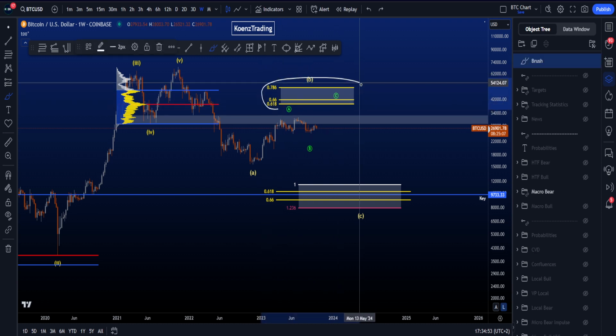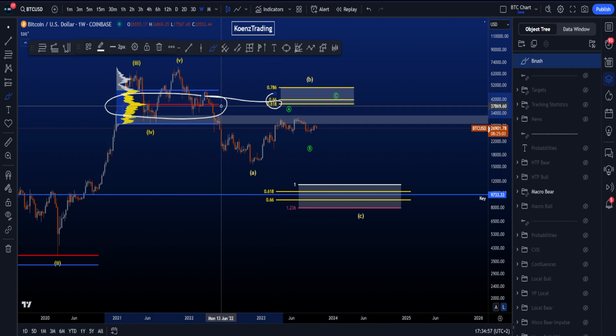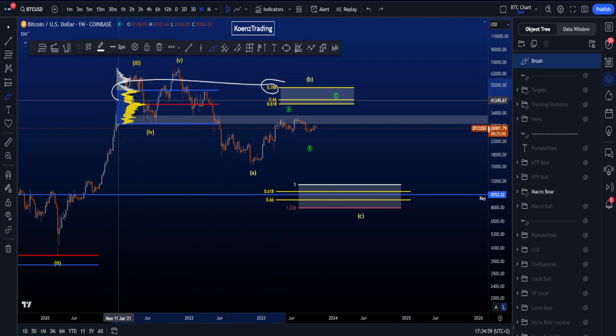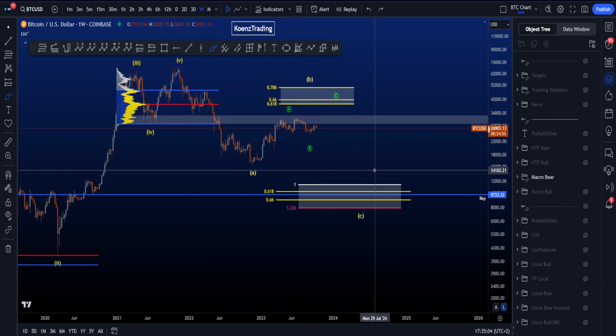There's incredible resistance over here. You have the golden pocket with the point of control at like 39-40k and the 0.786 with the value area high at 50k. So that makes this area very, very important.